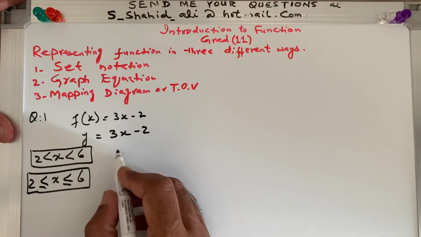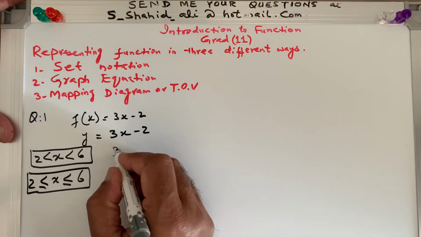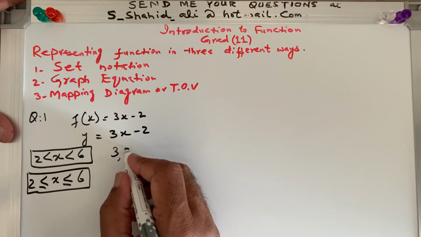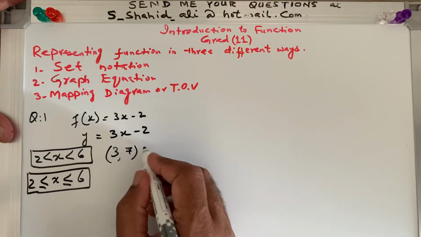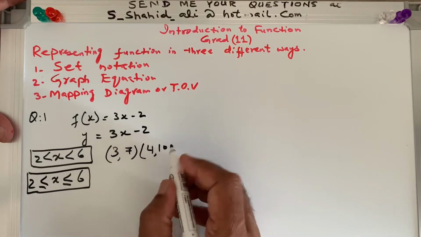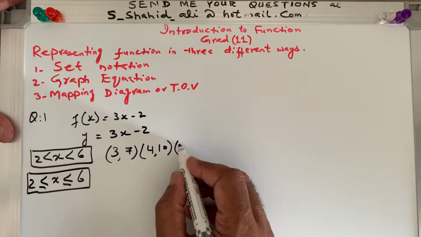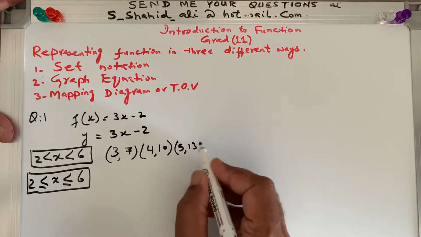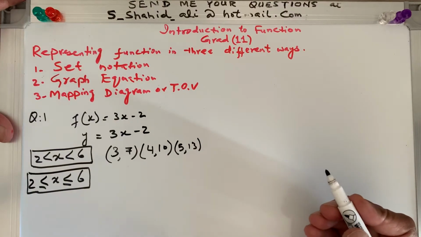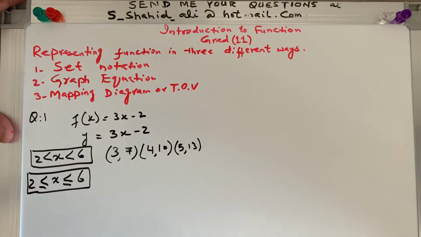Because we have to restrict ourselves for the x value in between 2 and 6, that is 3, 4, and 5. So if we put 3 as a value of x, 3 times 3 is 9, 9 minus 2 is 7, right? This is my first ordered pair, and then I put 4, so I get 10, right? And then I put 5, 5 times 3 is 15, and then I get 13. So this is my TOV or mapping diagram, right? So my equation, my set of equation or set notation.